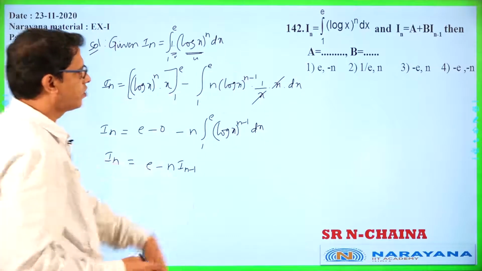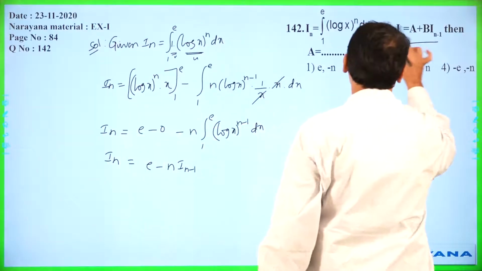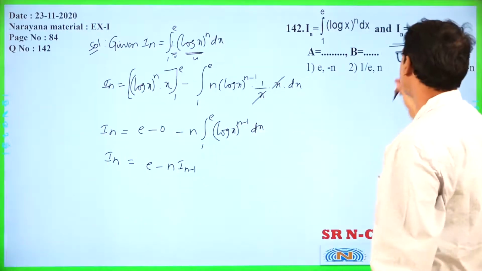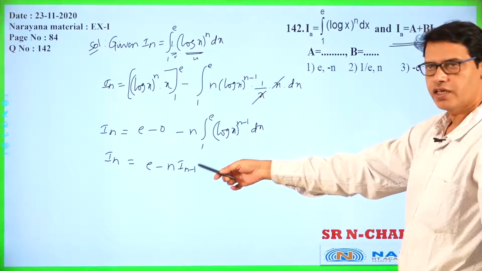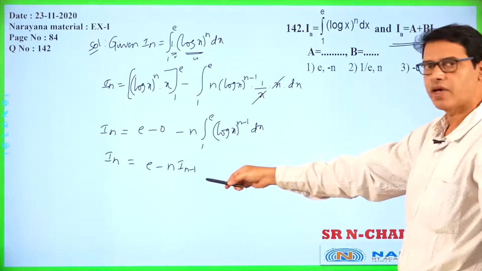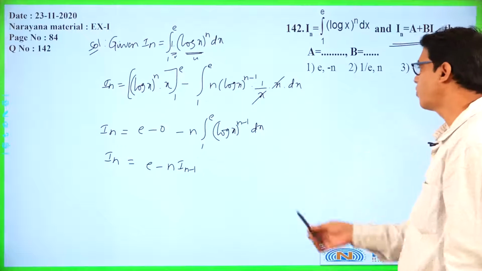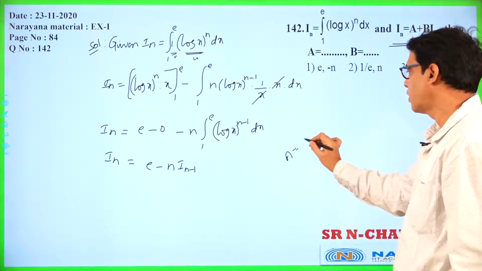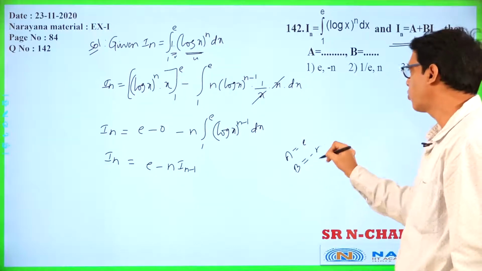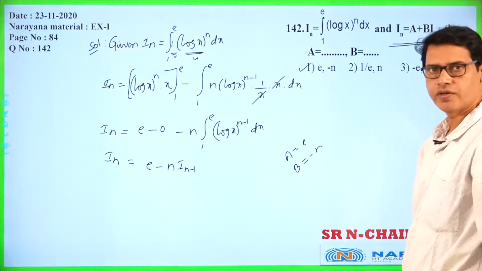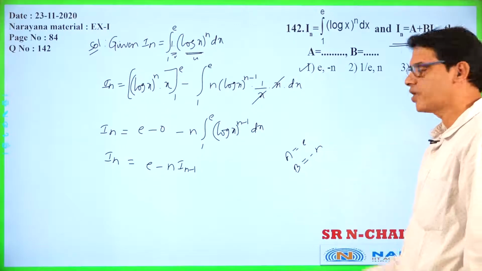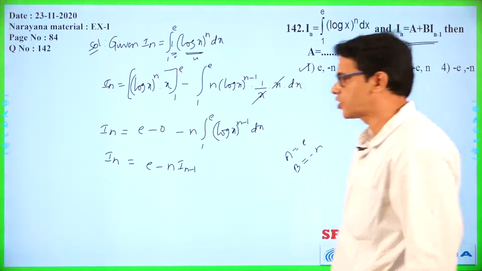Now compare. Here I_n is equal to a plus b I_{n-1}, so in the place of a we have e, and in the place of b we have minus n. So a is equal to e, and b is equal to minus n. Option 1. Okay? a is equal to e, b is equal to minus n. Next one.